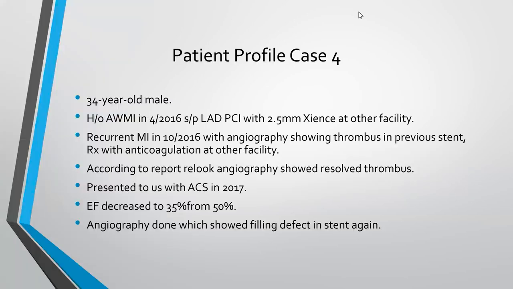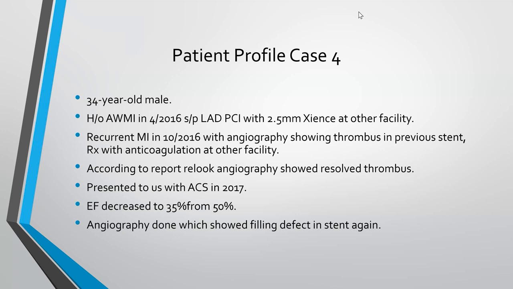My fourth patient is a 34-year-old male, history of anterior wall MI in April 2016, status post LAD PCI with a 2.5 millimeter Xience stent at an outside facility. He had a recurrent MI the same year with angiography showing thrombus in the previous stent. He was treated with anticoagulation at the other facility. According to the report, a relook angiography showed resolved thrombus. So now he presented to us with acute coronary syndrome in 2017.